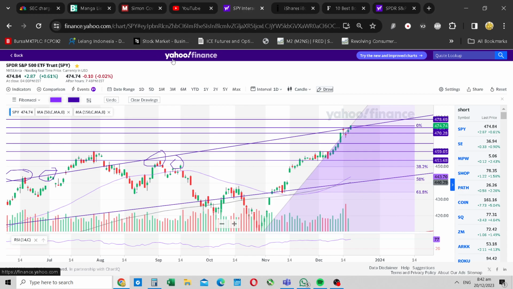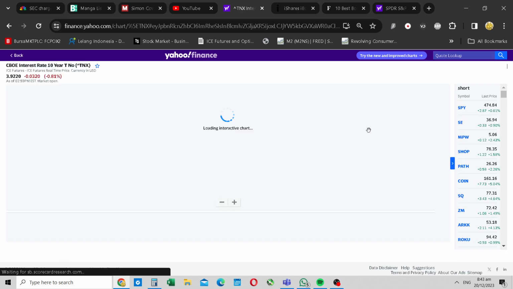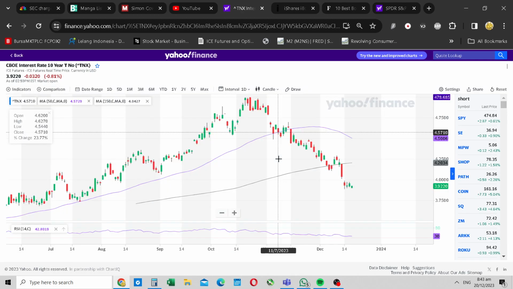So I think SPY I already covered. Actually I want to tell you one thing. Yesterday I saw the TNX, the 10-year treasury. It never came down a lot. It's still 3.92. Yeah, it's still 3.92.